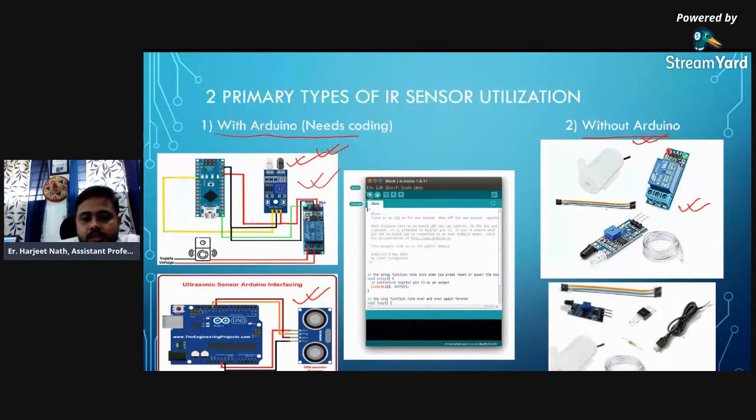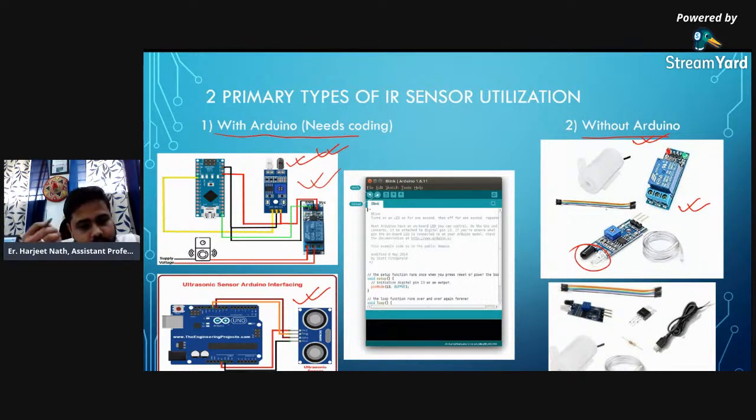But when you come to the without-Arduino based setup, here you can only make use of the IR based sensors, because ultrasonic based sensors need a lot of other parameters, which is actually easy if you use some kind of Arduino based devices.